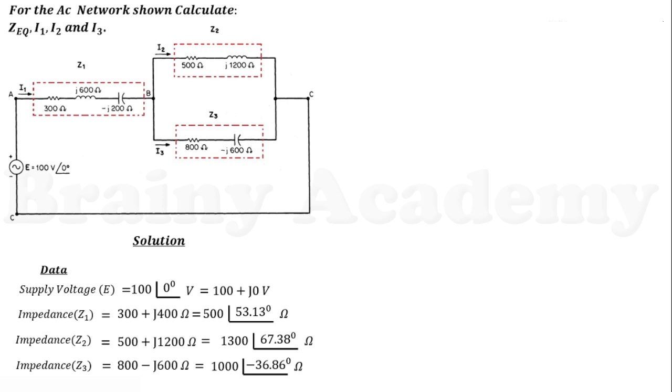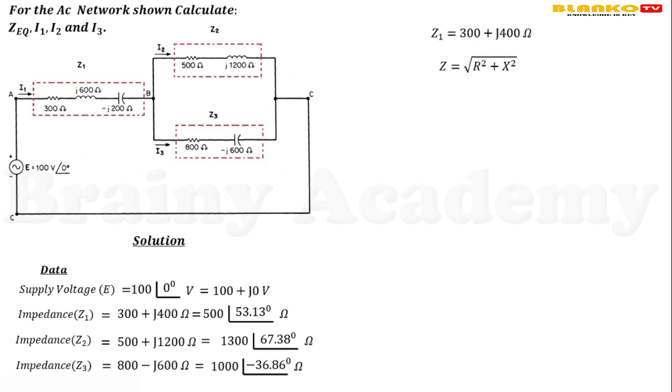So how do we convert from rectangular to polar, and from polar to rectangular form? I'm going to show you step by step. Let's take Z1, that is 300 plus J400. This is in rectangular or Cartesian form, and we are going to convert it into polar. To convert into polar, we have to find the magnitude, and then we find the angle.